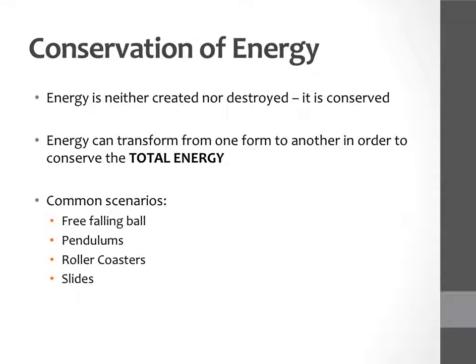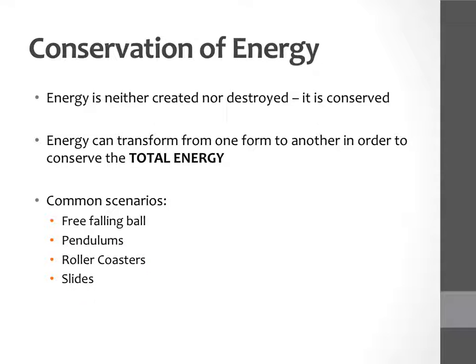Alright, now we get into this idea of conservation of energy. Like in the previous unit about momentum, where momentum is conserved, here we also look at energy being conserved as well. So energy is neither created nor destroyed. But how do we lose energy or gain energy? Well, that's because energy can transform from one form to another in order to conserve the total energy. You may end up losing kinetic energy. How? It turned into another form of energy elsewhere in the system.